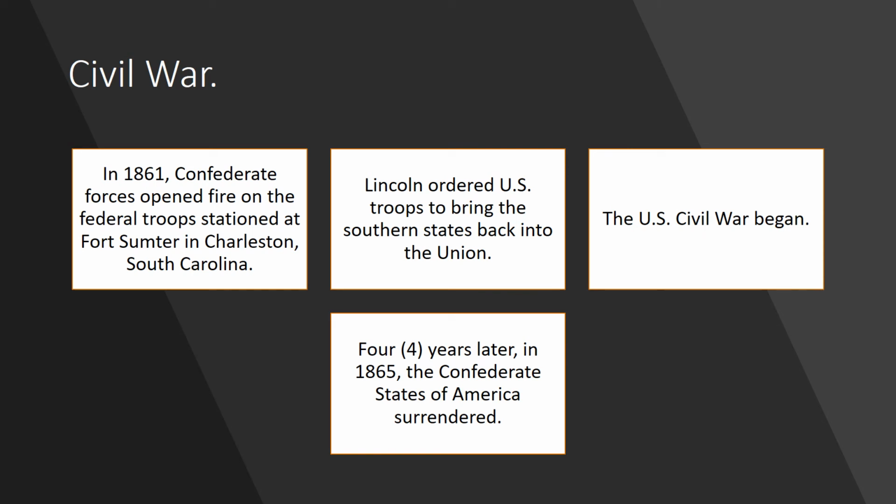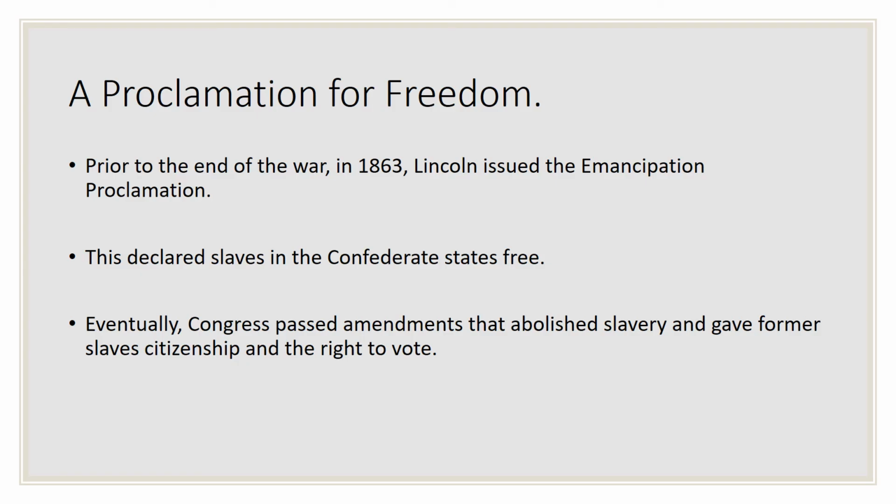So the Civil War. In 1861, Confederate forces opened fire on the Federal troops stationed at Fort Sumter in Charleston, South Carolina. Lincoln ordered U.S. troops to bring Southern states back into the Union, says that they cannot fire on Union forces, and with that, the Civil War will begin. Now, again, not going to talk a lot about it, but if you have any questions about it, you can always talk to me about it. But 4 years later, in 1865, the Confederate States of America will be forced to surrender as well.